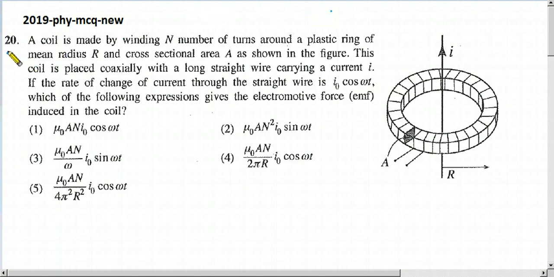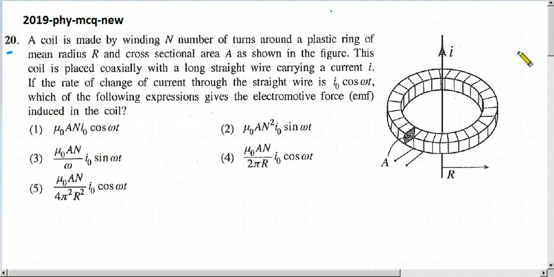Today I am going to discuss question number 20 of the 2019 Physics MCQ new syllabus paper. A coil is made by winding N number of turns around a plastic ring of mean radius R and cross-sectional area A, as shown in the figure. This coil is placed coaxially with a long straight wire carrying a current I. If the rate of change of current through the straight wire is I0 cos omega t, which of the following expressions gives the electromotive force EMF induced in the coil?